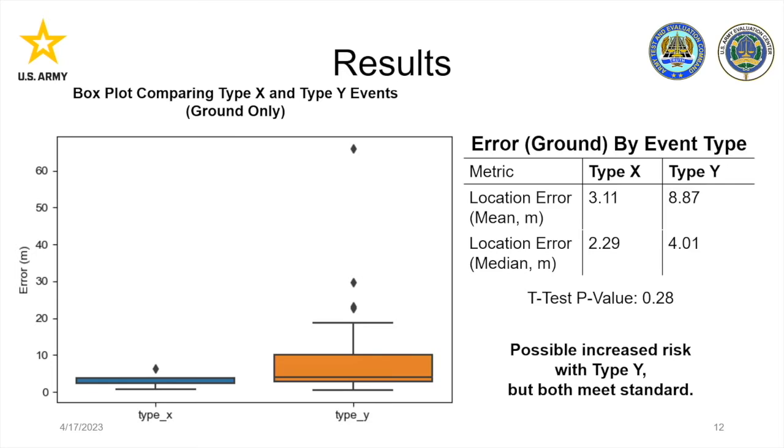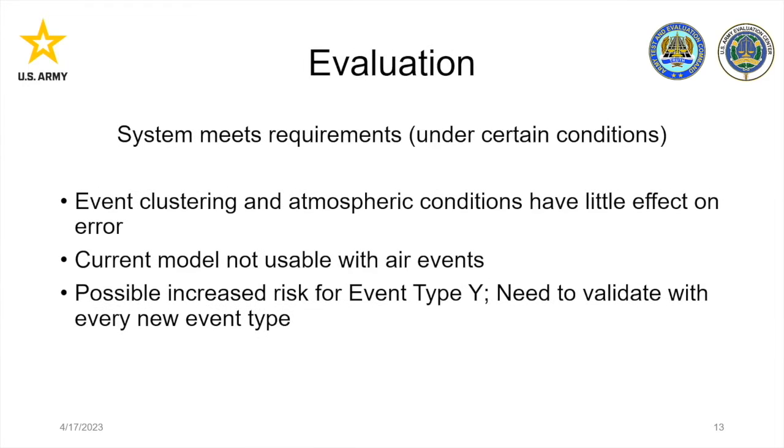Without going into the specifics of the actual munitions that are being tested, we found that although statistically speaking, the p-value was not less than 0.05, when looking at this, you could say there's some increased risk at least. When you're using the type Y munitions, you're likely not going to get the same level of effectiveness, same level of performance that you would with type X munitions.